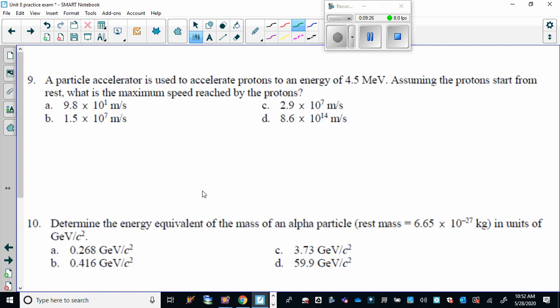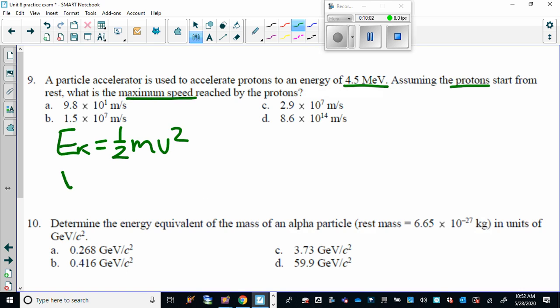Maybe this one will be harder. A particle accelerator is used to accelerate protons to an energy of 4.5 mega electron volts, assuming the protons start from rest. What is the maximum speed reached by the protons? Okay, so if they start from rest, then this is just a kinetic energy question, isn't it? And this represents the kinetic energy. So it's EK equals 1/2 mv squared, and we want the maximum speed, v equals the square root of 2EK over m.